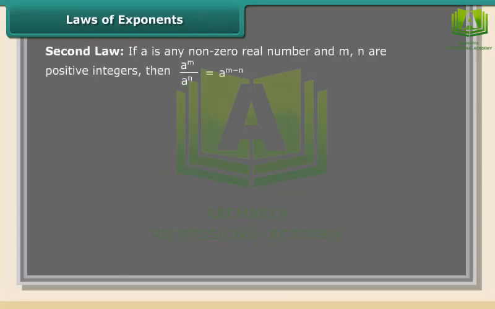Second law. If a is any non-zero real number and m, n are positive integers, then a^m upon a^n is equal to a^(m−n). Example. Simplify 5^8 upon 5^3. Solution. 5^8 upon 5^3 is equal to 5^(8−3), which equals 5^5.